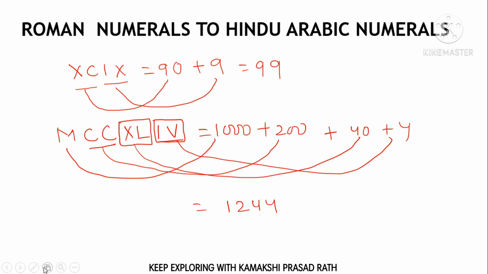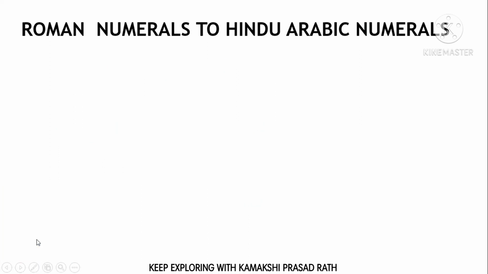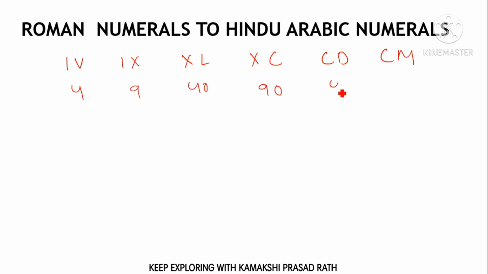Just remember the small-big groups, very important. Repeatedly I am saying: IV, IX, then XL, XC, CD, CM. So 4, 9, 40, 90, 400, 900. These six groups you have to remember.